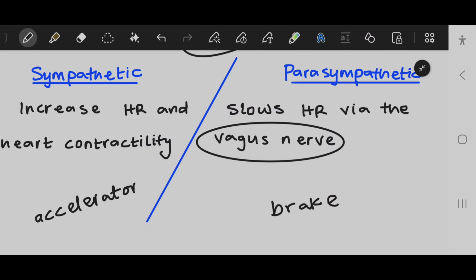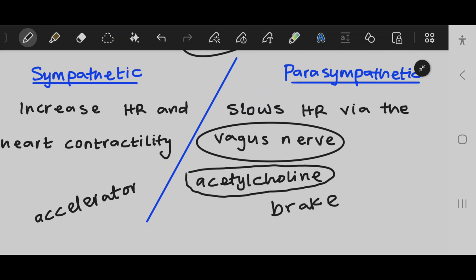And if you want to go even deeper into the science, what makes the parasympathetic system very technical is that there is a chemical called acetylcholine that is released when you're in a parasympathetic state. And that chemical is what actually reduces the firing rate of the SA node, which helps to slow down heart rate, to slow down the heart activity.